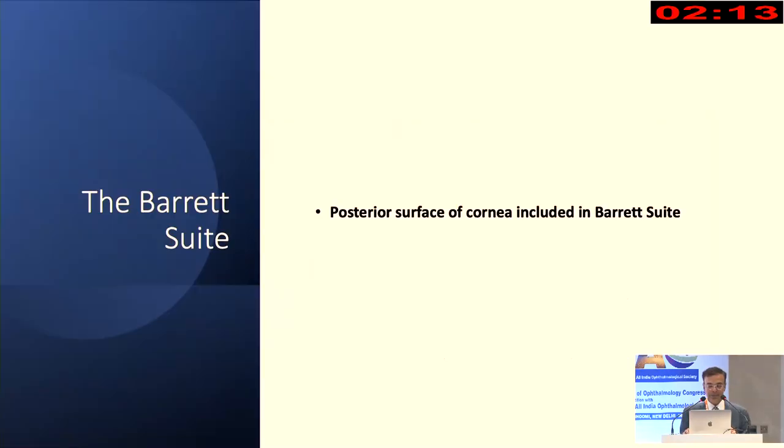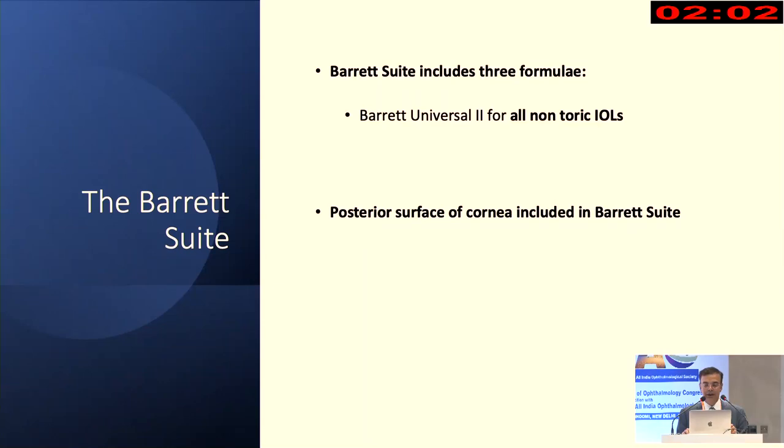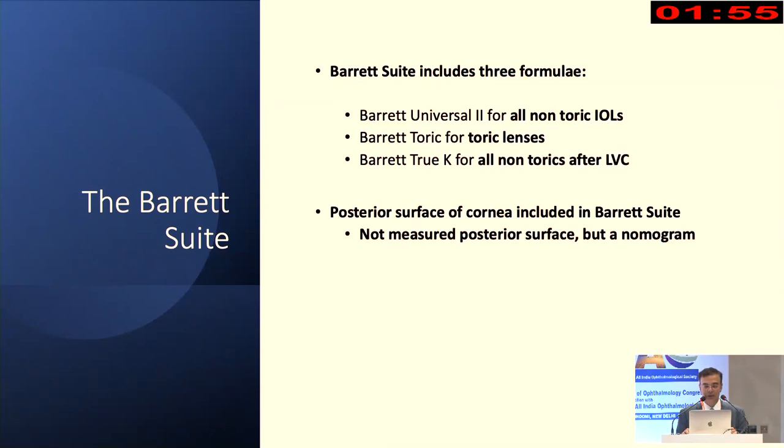Now coming to the Barrett Suite, which I think has become the go-to formula for most of us who are using optical biometry. The Barrett Suite also has 3 formulas: the Barrett Universal 2 for all the non-toric IOLs, the Barrett Toric, which is basically the Barrett Universal with the toric calculator, and the Barrett True-K. These are the most important basic formulas from the Barrett Suite that we use. The Barrett True-K is basically for all the non-torics after post-laser vision correction, and this again is very useful and one of our go-to formulas for post-refractive surgery eyes.